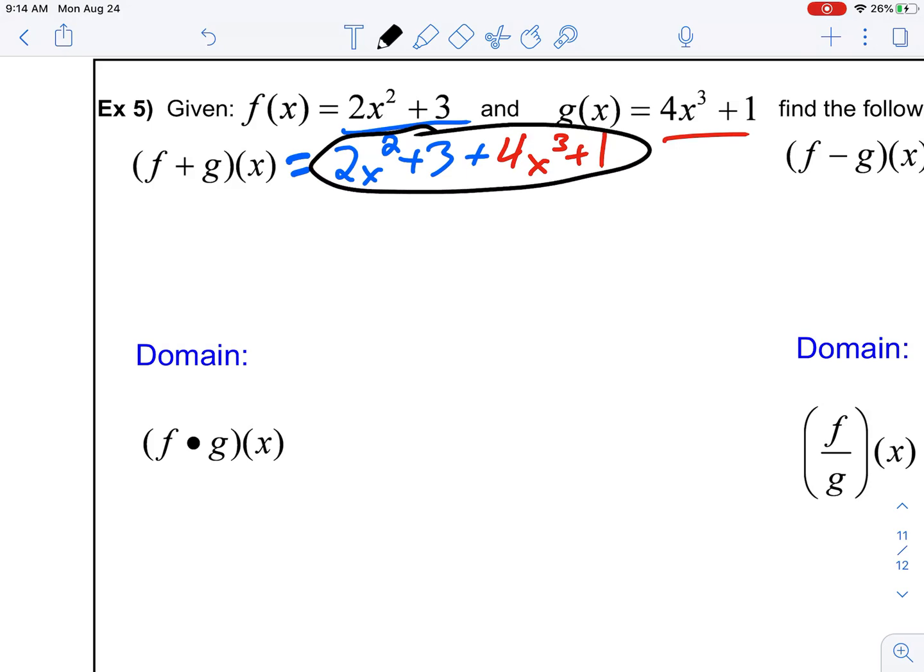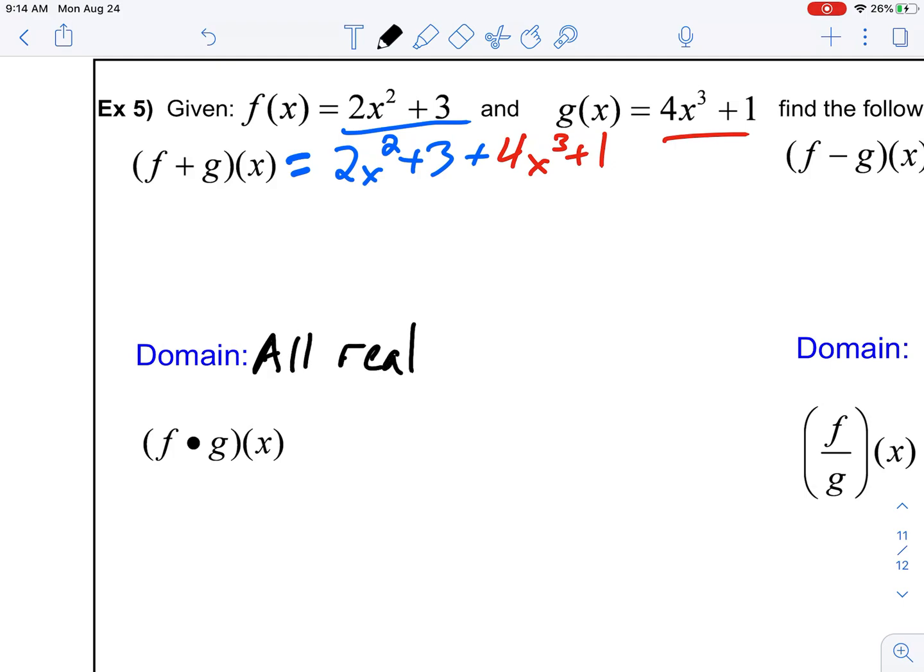In my new function, I'm looking for a denominator or a square root. Again, neither of them. So because I don't see any of my red flags, the domain here is going to be all real numbers. Now that you can use all real numbers, you can also use this symbol here, this funky R that stands for all real numbers as well.